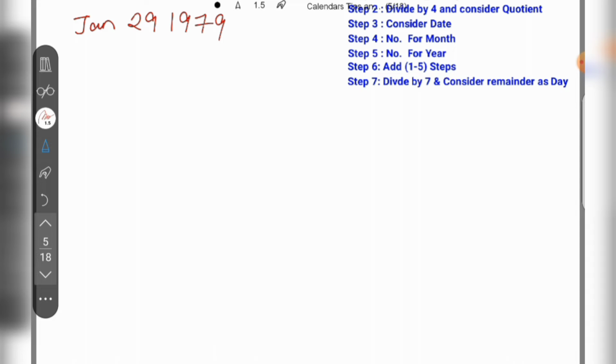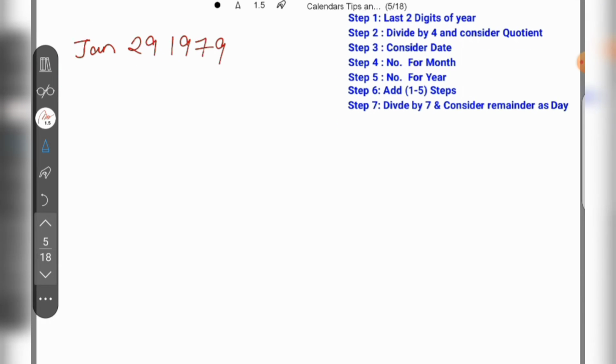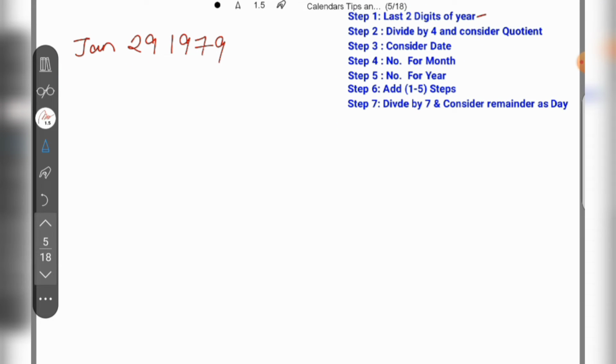I'm asking which day it is in a week. So the first step we need to do is write the last two digits of the year. The last two digits are 79, right? The second step is we need to divide it by 4. So let us divide 79 by 4, or directly you can calculate also.